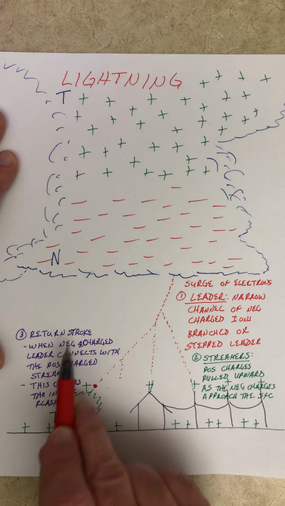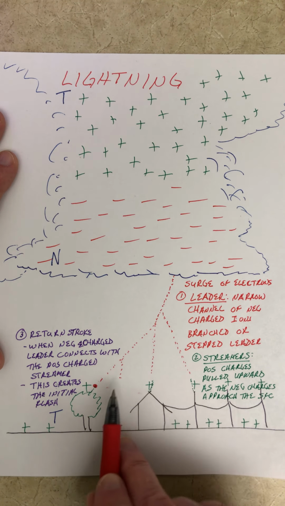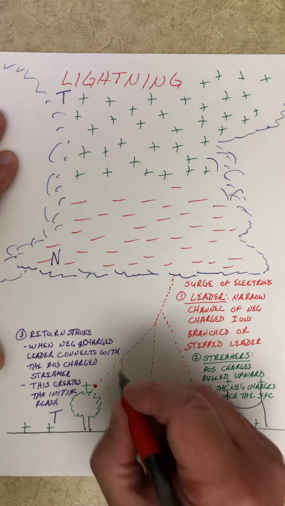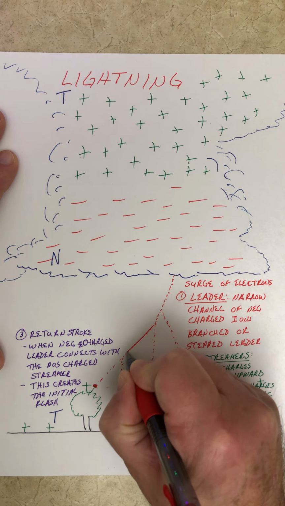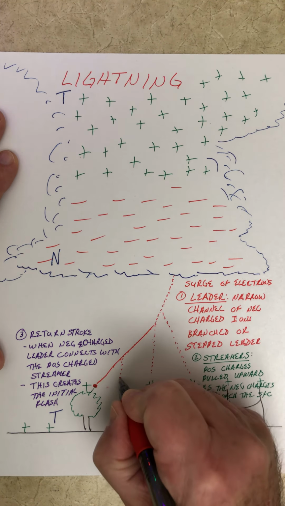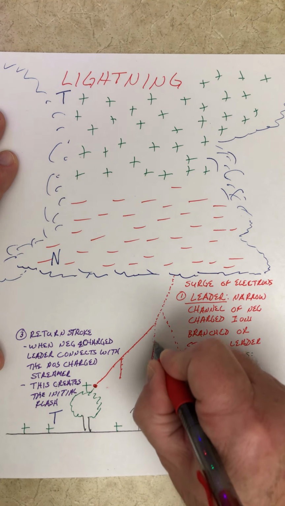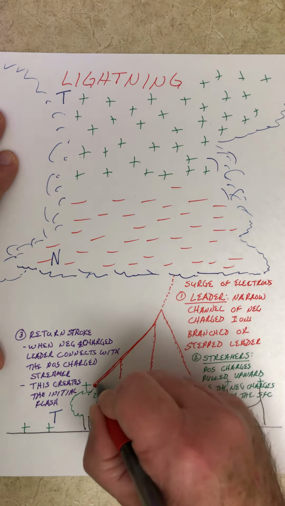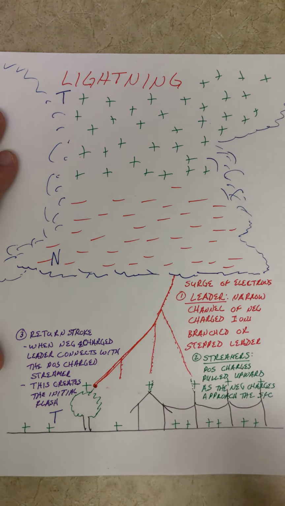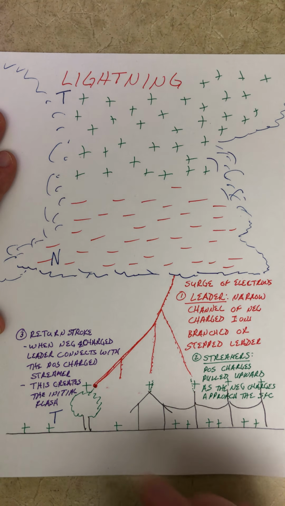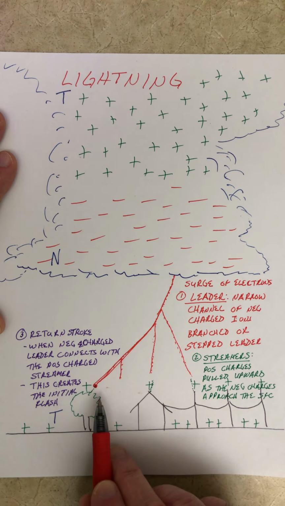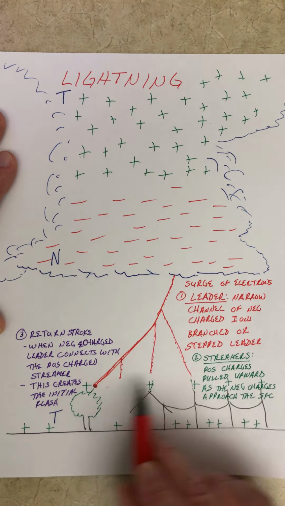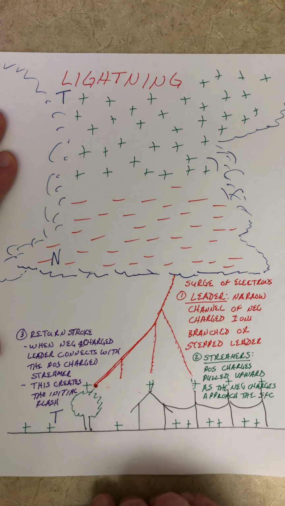So when you get the return stroke, when the negatively charged leader connects with the positively charged streamer, you start to drain electrons from the leader first, okay? So this comes up and then back down, this comes up and then back down, this drains here, and you get your initial flash of lightning, okay? So that's the return stroke. The return stroke is when the negatively charged leader connects with the positively charged streamer and you start to drain the electrons from the leader.